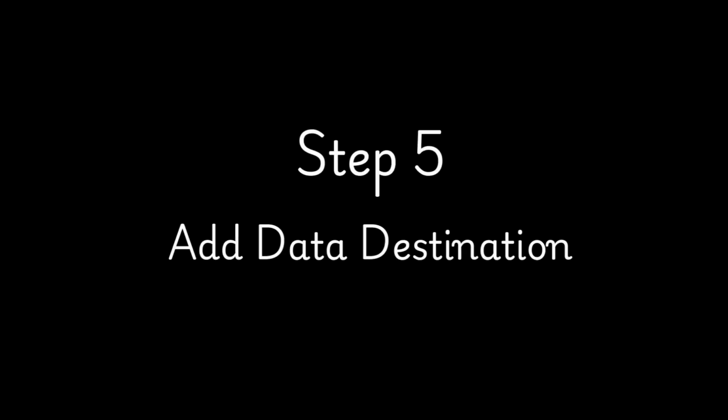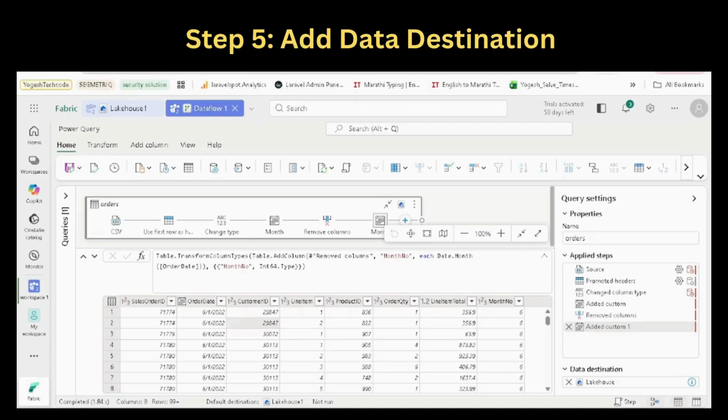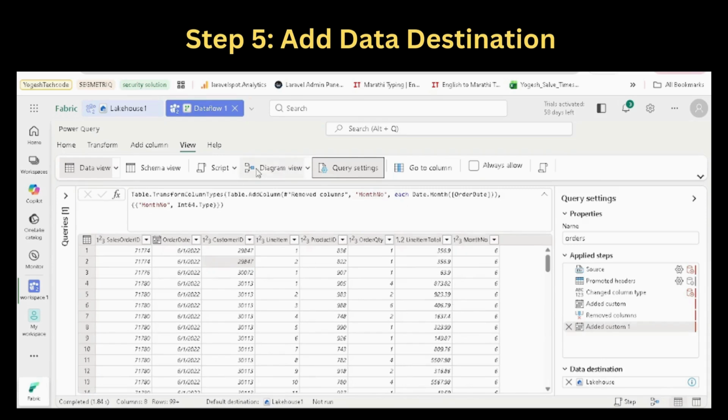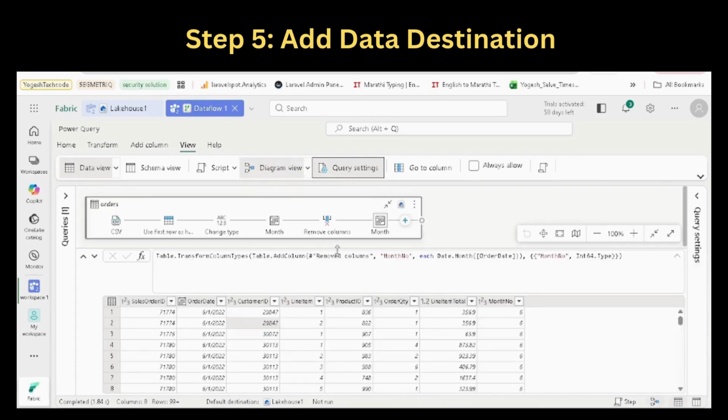Now, Step 5, Add Data Destination. Now, we need to tell the dataflow where to load the data. Go to the Home tab, select Add Data Destination. Choose Lakehouse, and click Save Settings. Now switch to Diagram View from the View menu. You can see the Lakehouse destination icon connected to your query. This means your dataflow now has a defined destination.